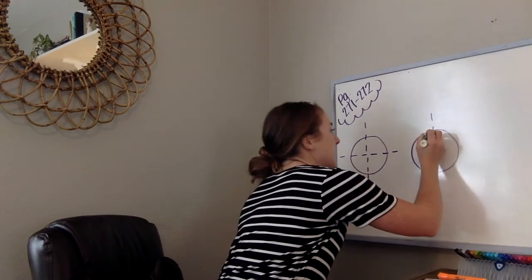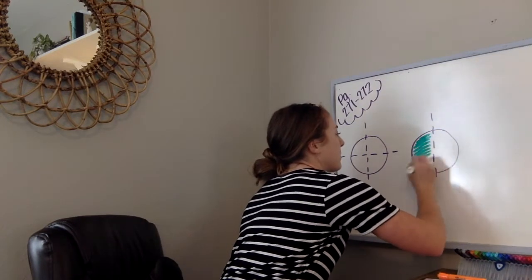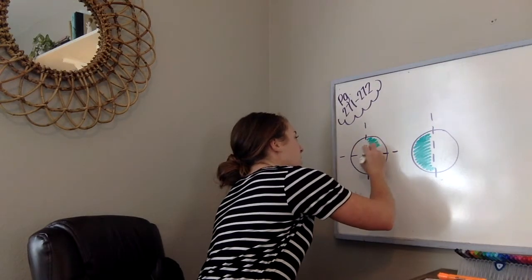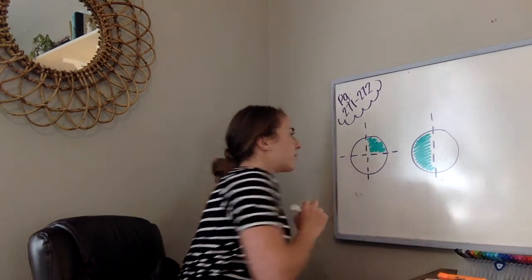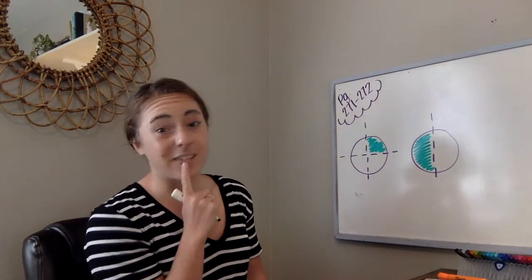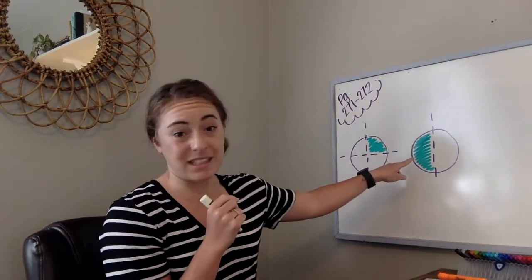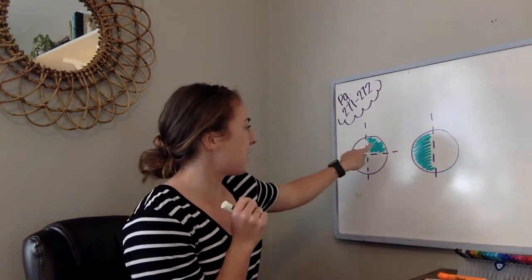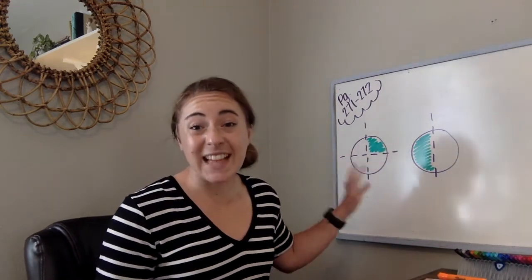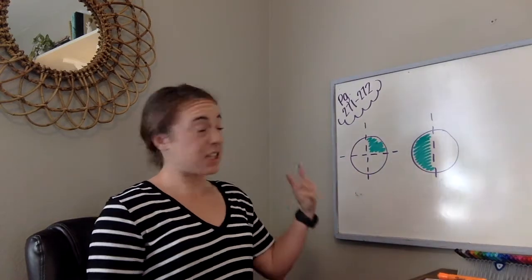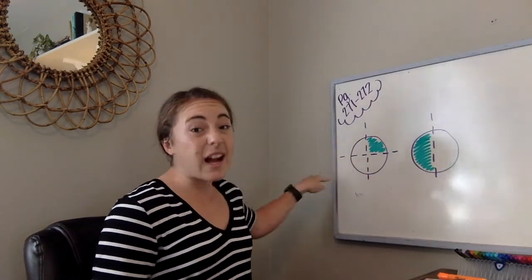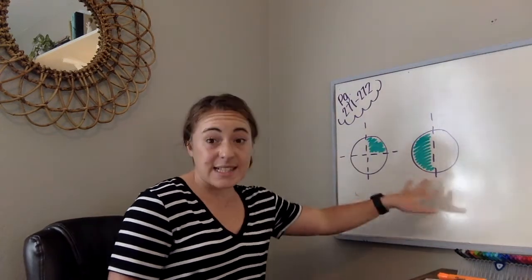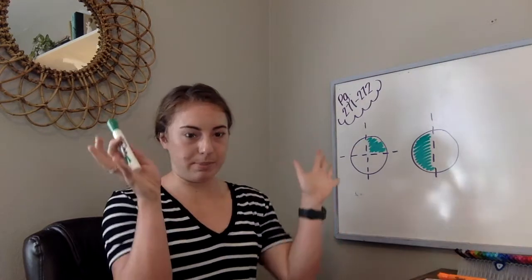So here's one piece of this pie. And here's another piece. If I were you, I'd pick this piece. You know why? It's bigger. This piece is bigger than this piece. When I have less equal parts, it means that they're bigger. So the more I cut my pie, the smaller my pieces get. The less I cut my pie, the bigger the pieces I get.